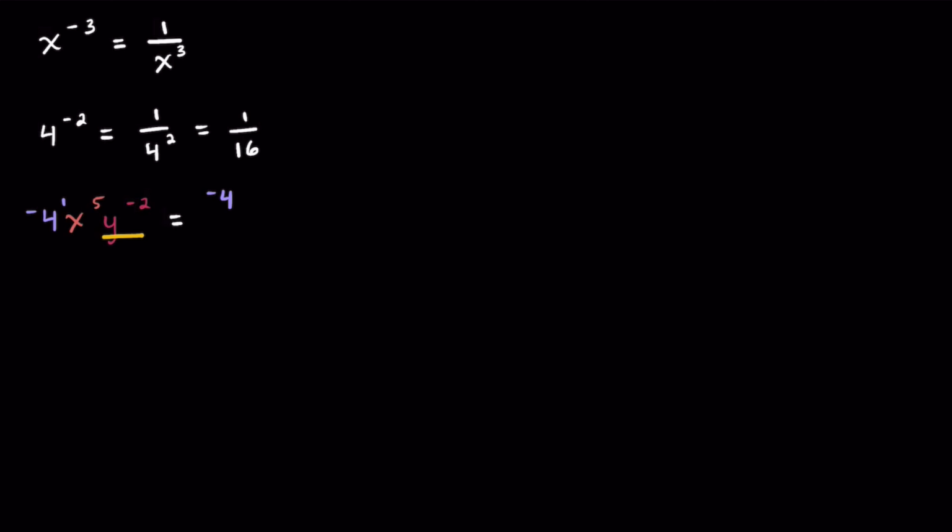The x to the 5th power is going to stay on top because it's raised to a positive exponent as well, so that's going to stay as well. And then that y to the negative 2nd power, that's going to move down to the denominator, and this would be the final expression for this using positive exponents only. Here's another.